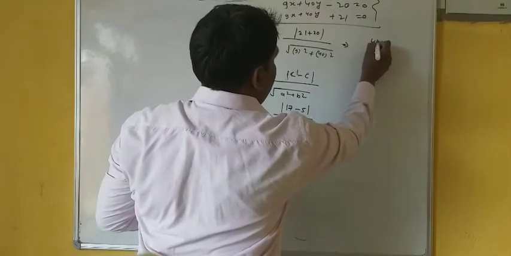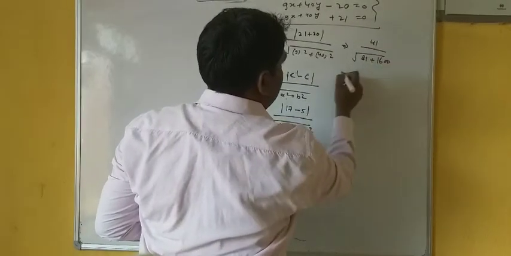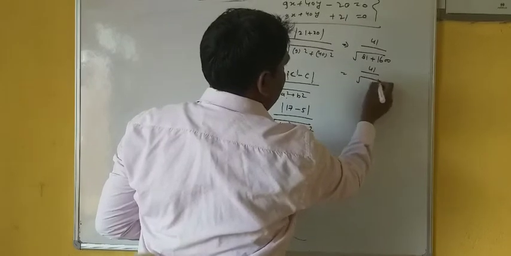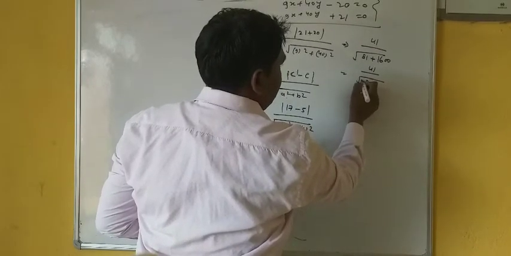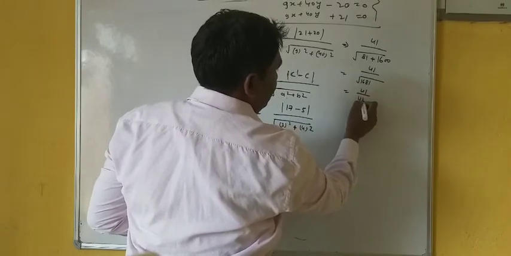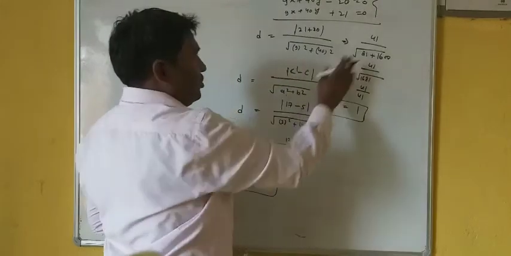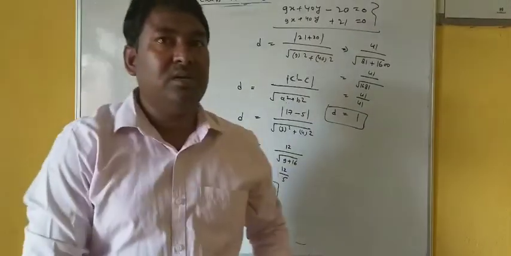This implies 41 divided by the square root of 81 plus 1600. This implies 41 upon the square root of 1681. This implies 41 upon the square root of this, which is 41. This implies 1. So the distance is 1. I think there should not be any problem.